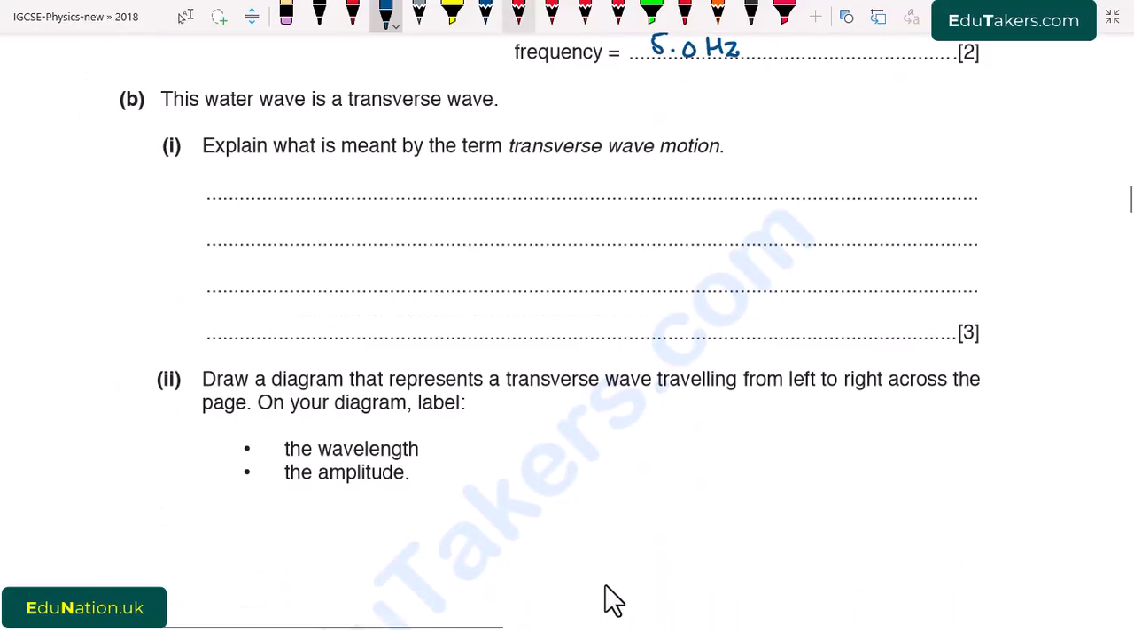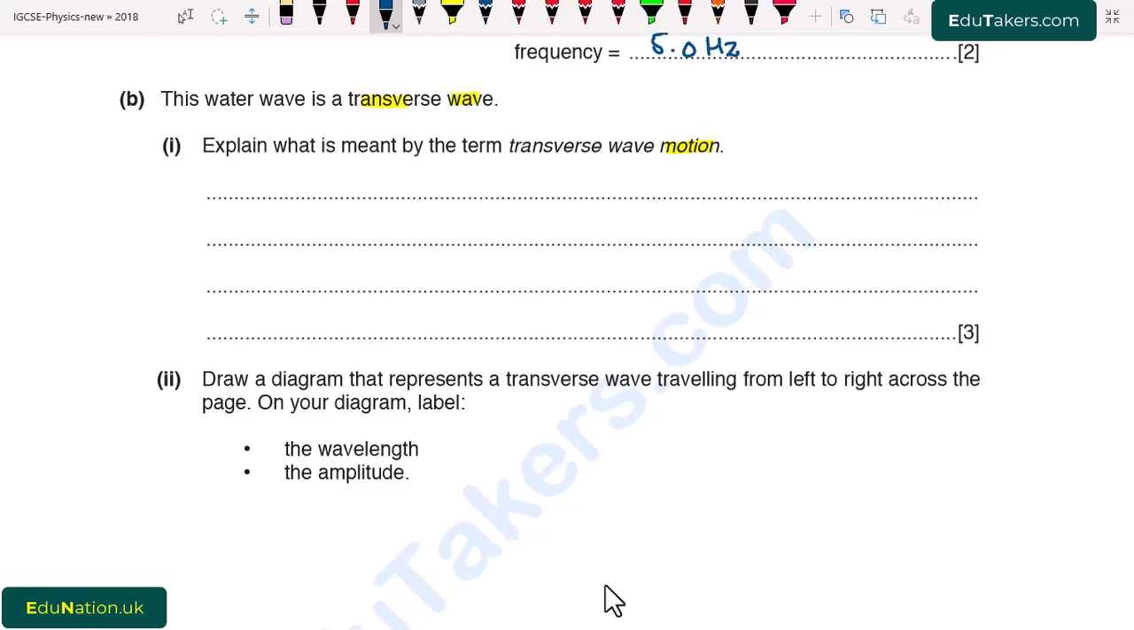Part B. This water wave is a transverse wave. Explain what is meant by the term transverse wave motion. So first of all, in the transverse wave, particle of the medium moves in the direction perpendicular to the direction of propagation of the wave.